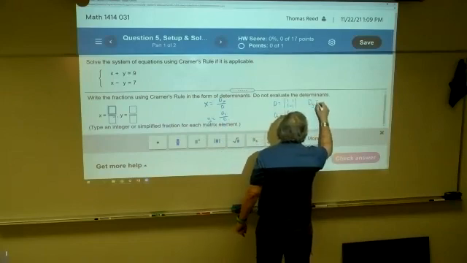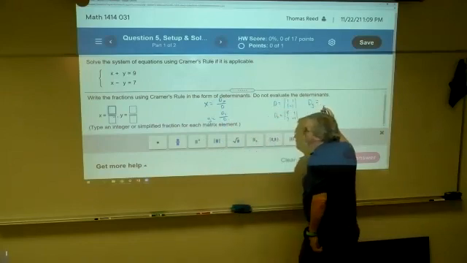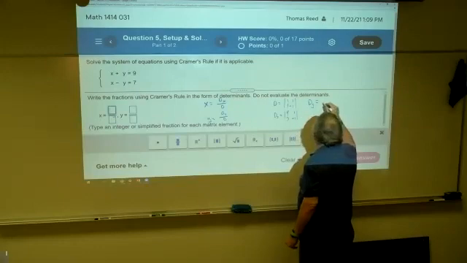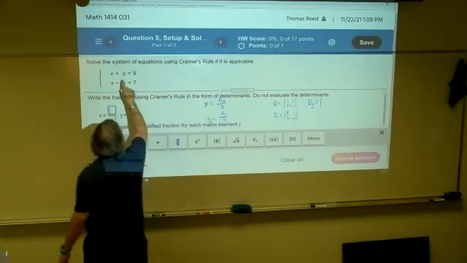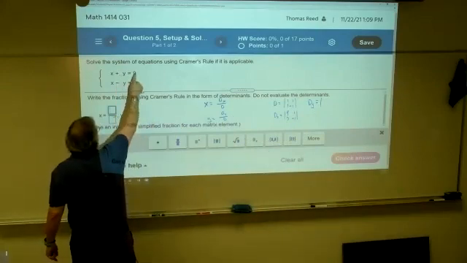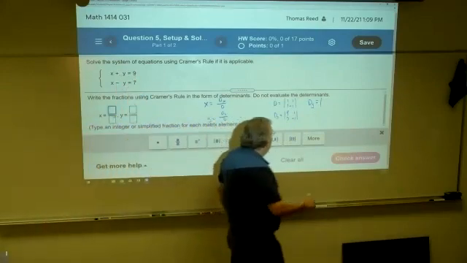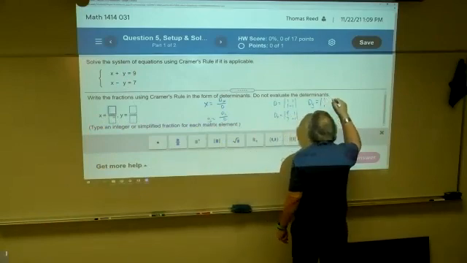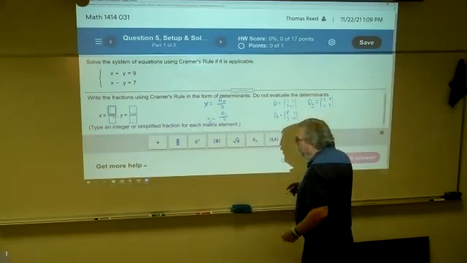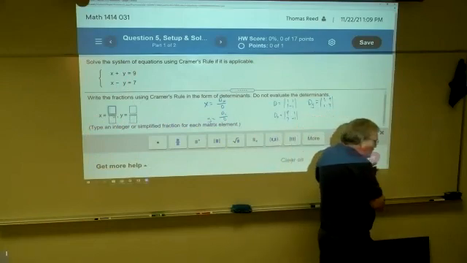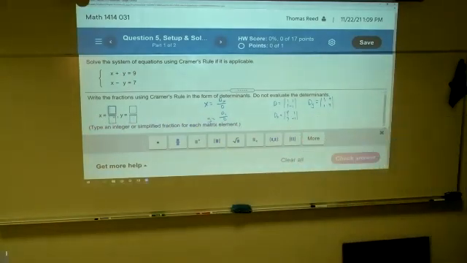And d sub y, you do the same process, but you replace the coefficients of the y's with the 9 and the 7. And so we get 1, 1, 9, 7. And then you do the process of finding those determinants. So first of all, we want to write what those determinants are.